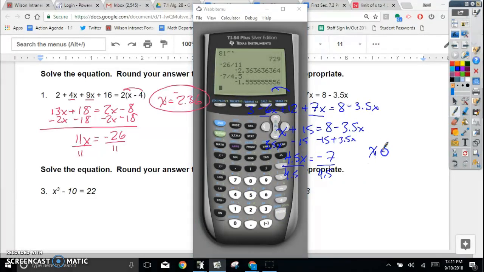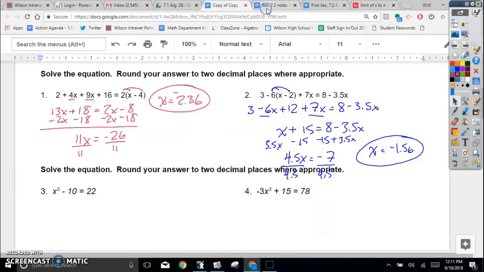And it looks like we're looking at negative 1.56, because it's 5 and above, give it a shove up to the 6. So there's our first two in our new notes.